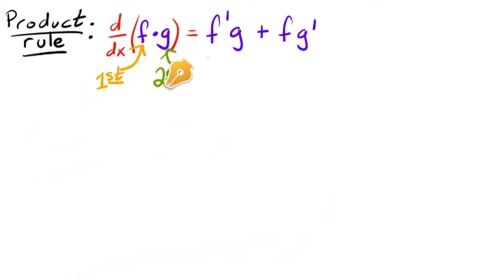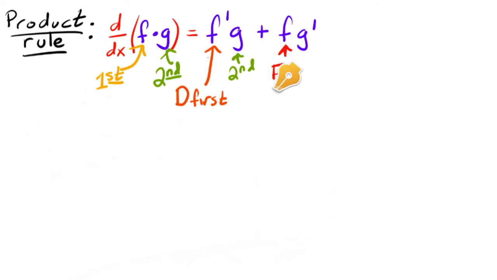Okay, so then you can remember it in words. So this is get the derivative of the first times the second, and plus the first times the derivative of the second.